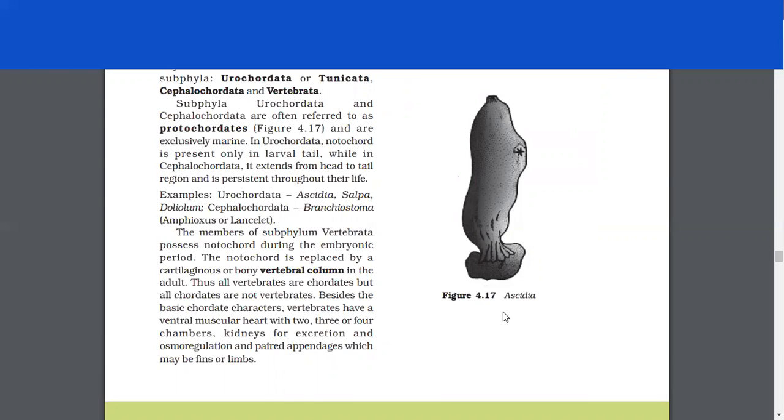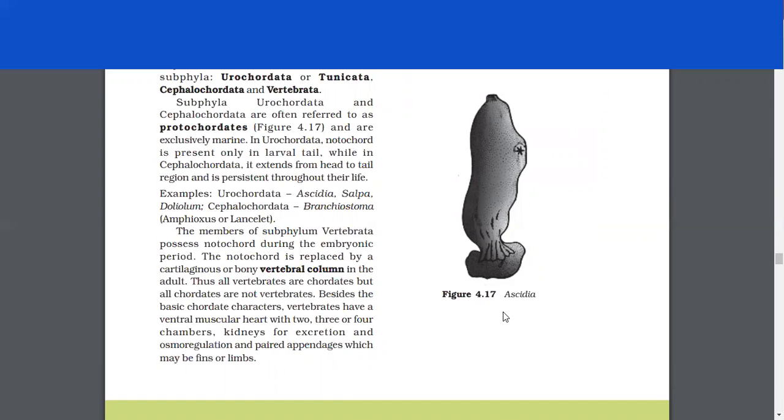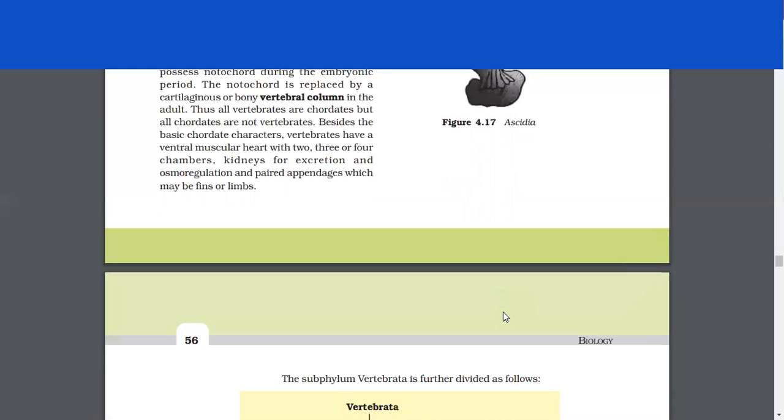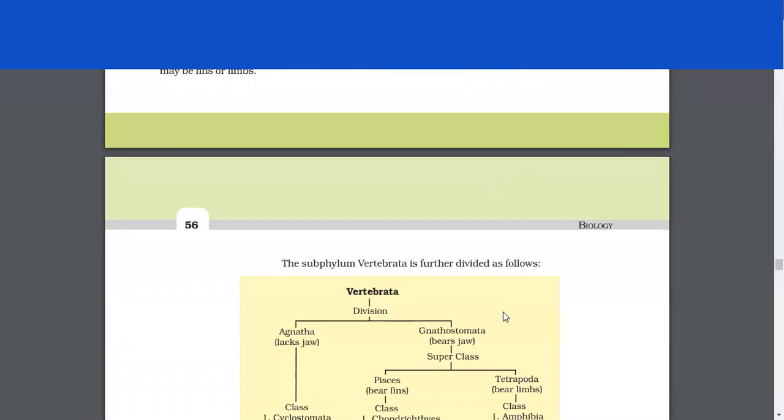The members of subphylum Vertebrata possess notochord during the embryonic period. The notochord is replaced by a cartilaginous or bony vertebral column in the adult. Thus, all vertebrates are chordates, but all chordates are not vertebrates. Besides the basic chordate characters, vertebrates have a ventral, muscular heart with 2, 3, or 4 chambers, kidneys for excretion and osmoregulation, and paired appendages which may be fins or limbs.